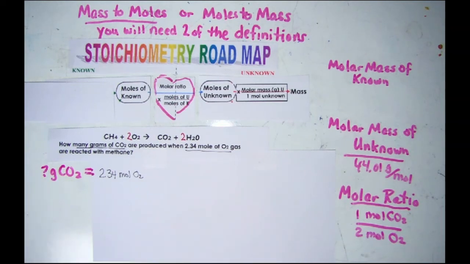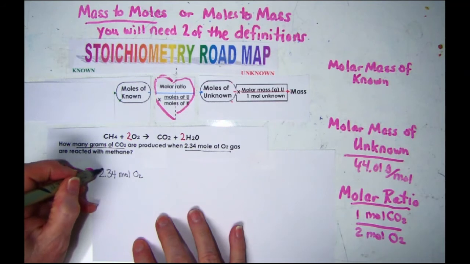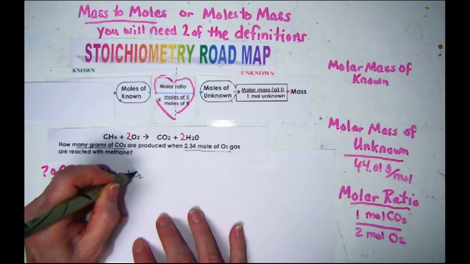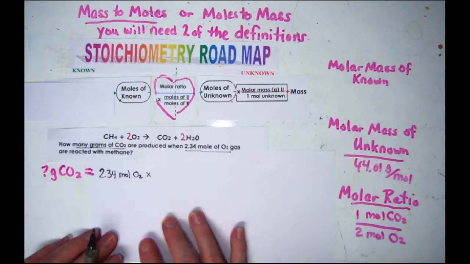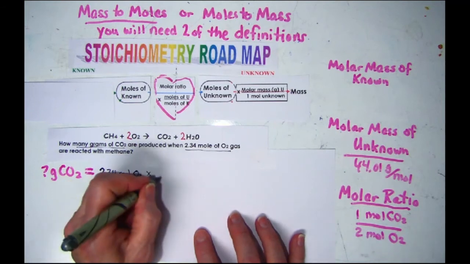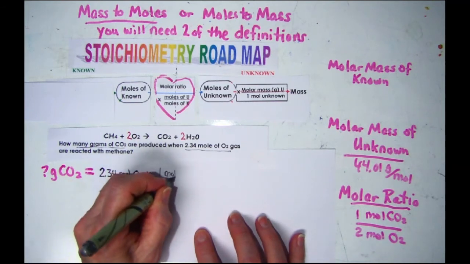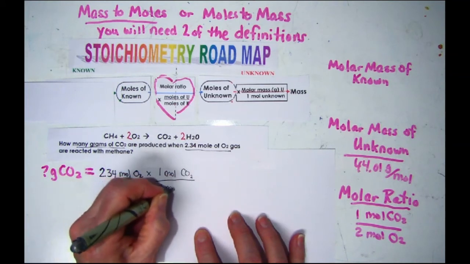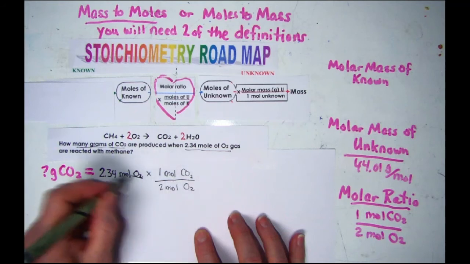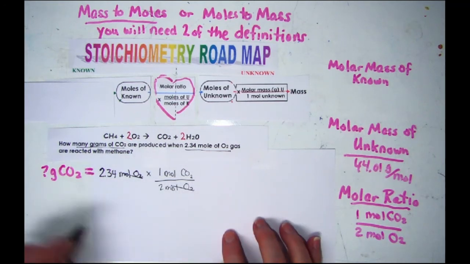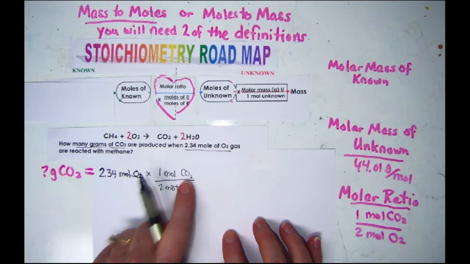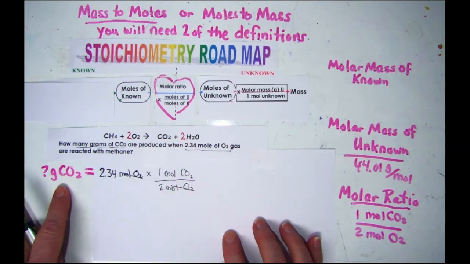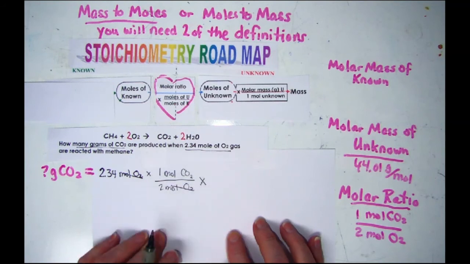Need to put that a little bit darker. 2.34 moles of oxygen. And we are going to multiply by the molar ratio, which is going to be 1 mole of CO2 over 2 moles of oxygen. Moles of oxygen will cancel. We are now looking at carbon dioxide, moles of carbon dioxide. We're looking for grams of carbon dioxide, which is why we need the other definition.